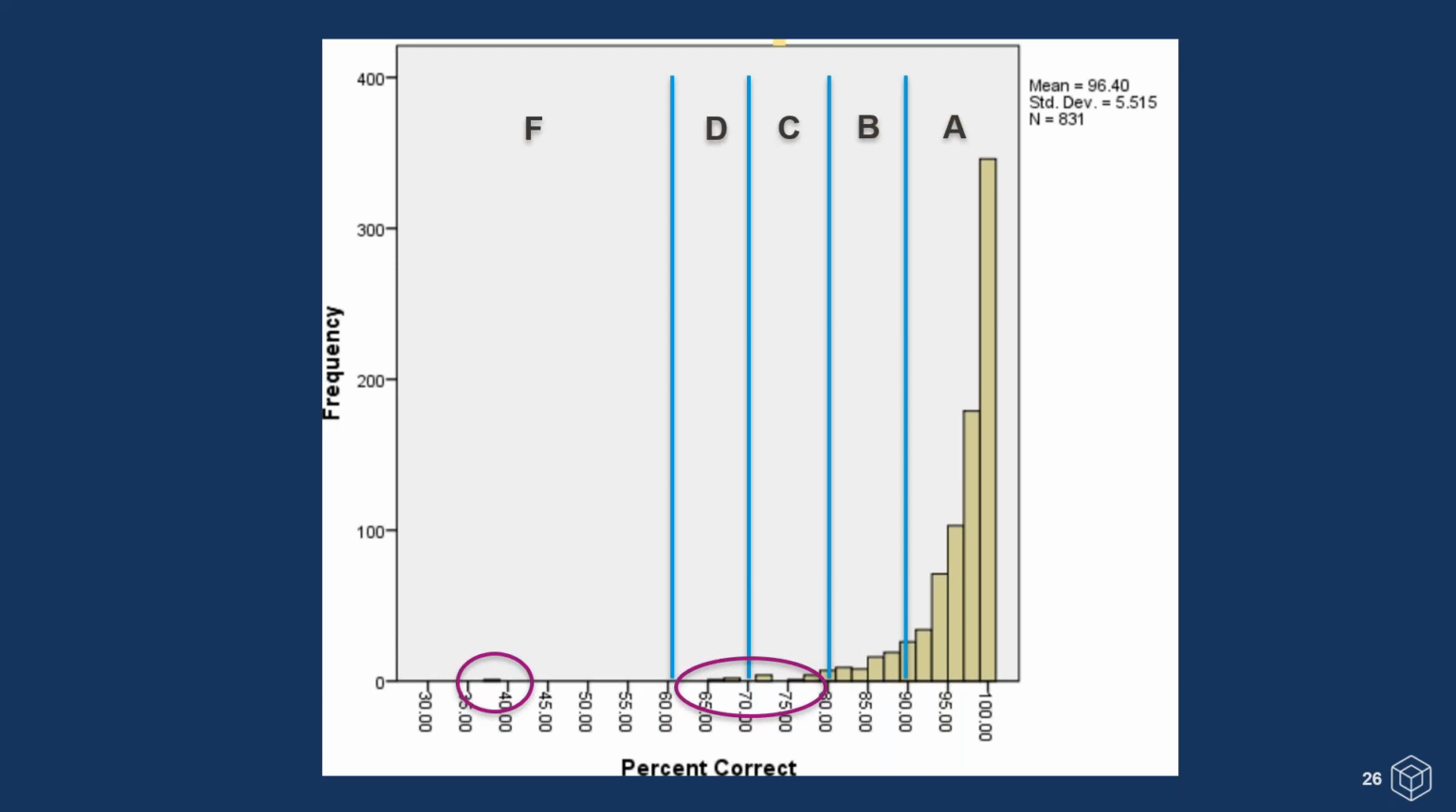90 to 100 is an A, 80 to 90 is a B, etc. Okay? We find generally, this is a sample of 831 reviews over 200 raters, that most raters do well. The average score is 96. If you're teaching a class, it's a good result. Most of your students did well. They mostly got A's. You have a few B's. But you also have a few C's, a few D's, and even a pretty bad F.